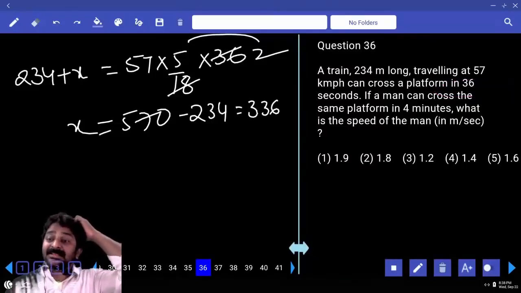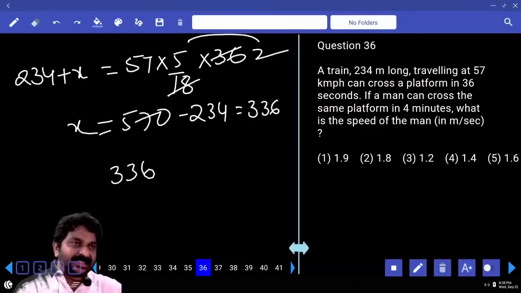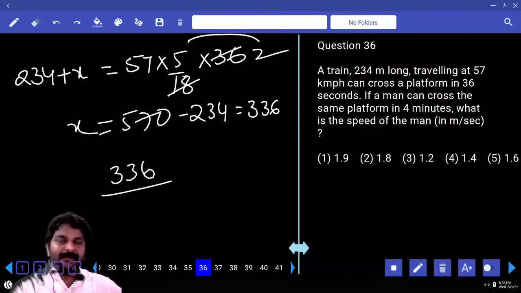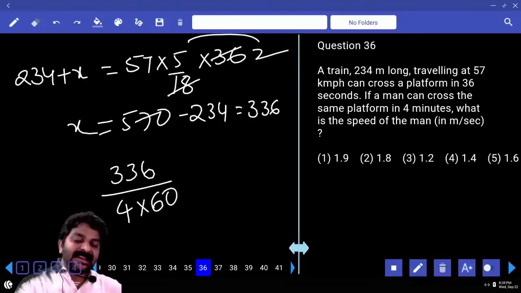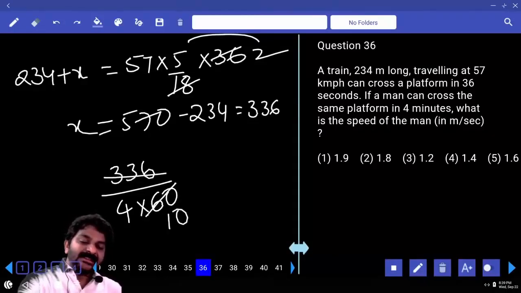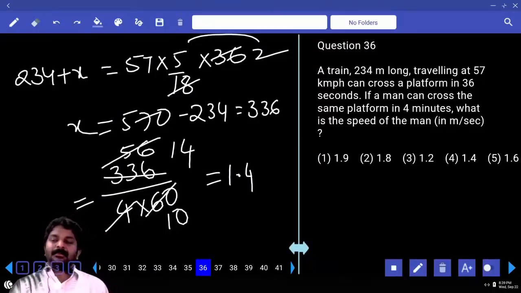A man can cross the same platform in 4 minutes. The speed of the man is in meter per second. So if a man crosses the platform, the distance covered is the platform length, which is 336, divided by the time taken, which was 4 minutes. Minutes converted into seconds, that is 240 only. 336 divided by 240 is 1.4 meter per second. Fourth option is the answer.